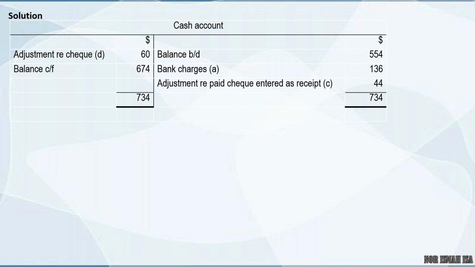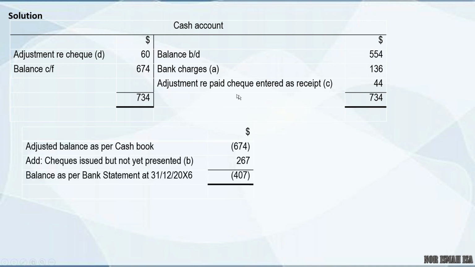So you need to do the calculation backwards. We start with the balance 674, and this is a check issued not yet presented. In the adjustment for this check we need to minus, so in order to get the balance per bank statement before adjustment, we need to add back this figure. So the balance per bank statement at 31st December 2006 is 407, which is a negative balance.